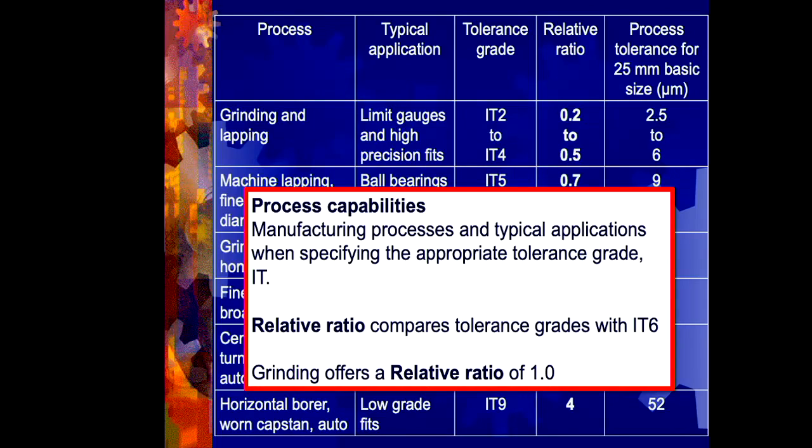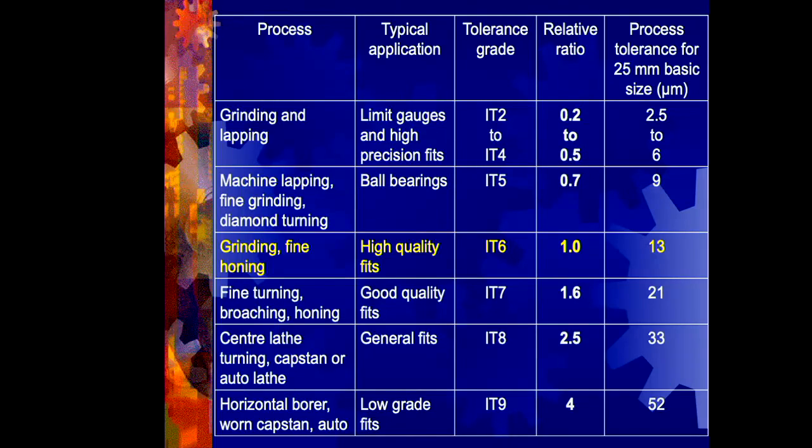So I did talk about how we choose this IT value. Well, here we've got a lookup chart that you could make use of in the practical world. Everything is relative to IT6, and grinding offers a relative ratio of 1.0. So let's have a look. IT6 corresponds to 1. And as we go to lower IT values and higher IT values, we've got some idea of process tolerance, and we've always got to think about the base size.